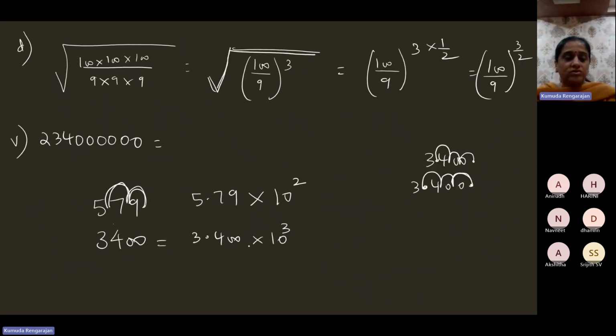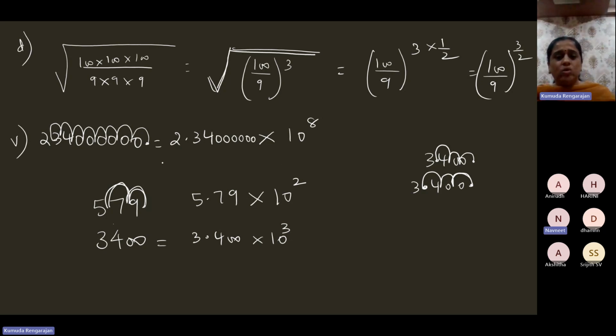So this question, the decimal point is here. 1, 2, 3, 4, 5, 6, 7, 8. Eight. And you're reducing the value of the number, so it will be into 10 to the power plus 8. And here the number is 2.34. And how many zeros? 6 zeros. But you know that these zeros have no value, so you can just write it as 2.34 into 10 to the power 8.